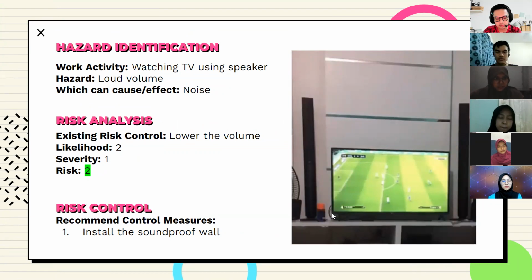And the fourth work activity is watching TV using a speaker, and the hazard is loud volume, which can cause noise. The existing risk control is to lower the volume. The likelihood is 2, severity 1, and the risk is 2. The recommended control measure is to install a soundproof wall.